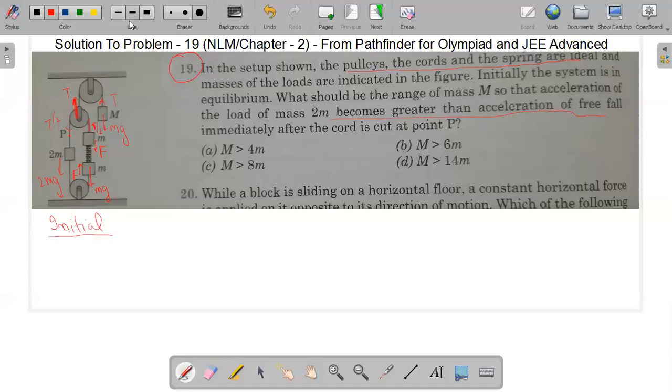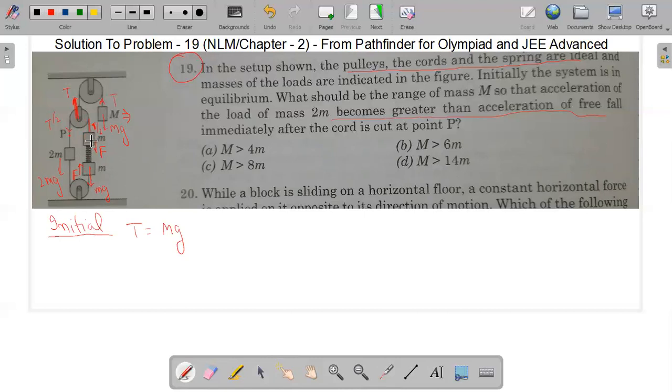Now before the string is cut, that means at the initial moment, each and every mass is at rest. So you can balance the forces on each object. For this capital M mass, if I balance the forces, then T equals capital Mg. Similarly, if I balance the forces on this small m mass, it will have a tension of T by 2 in the upward direction, force by the spring capital F in the downward direction, and its weight small mg in the downward direction.